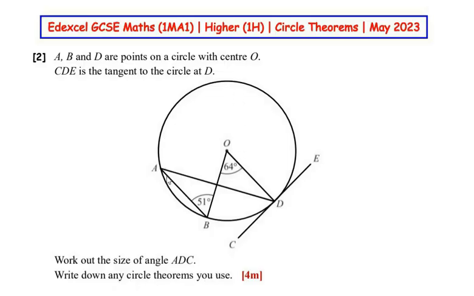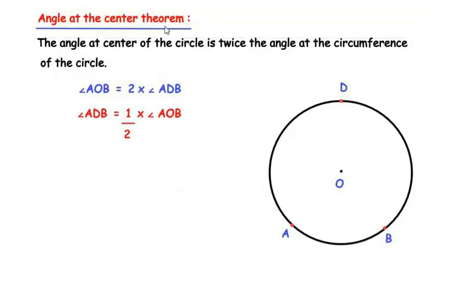Now here we can see that a few points are given, A, B and D, which are on the circumference of the circle, and the center of the circle is given at point O, and CDE is a tangent to the circle touching at point D, and we have been given some angles over here, that is at point O and point B. We need to find out the value of the angle ADC, that is this angle. And for this, let us begin by finding the value of angle A over here.